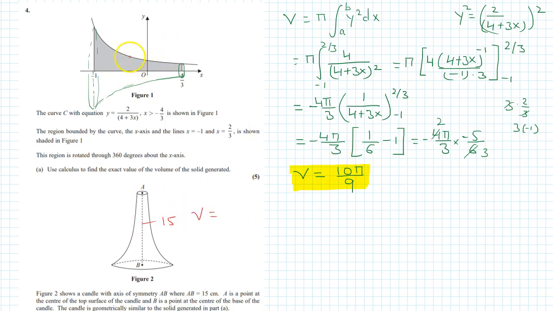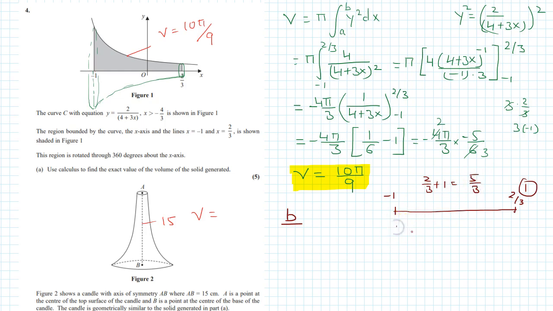Now the volume of this is 10 pi over 9. This is part B. Let's compare this. Figure 1. This is minus 1 and this is 2 over 3. This is somewhere 0. So 2 over 3 plus 1 is equal to 5 over 3.